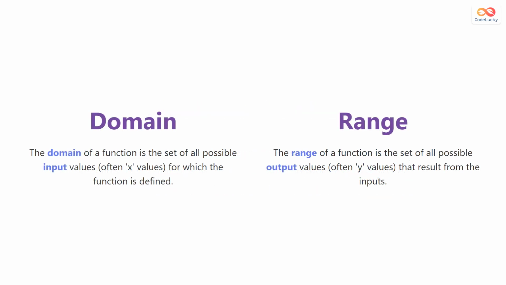Every function has a domain and a range. The domain is the complete set of all possible input values that the function can accept. The range, on the other hand, is the complete set of all possible output values the function can produce.